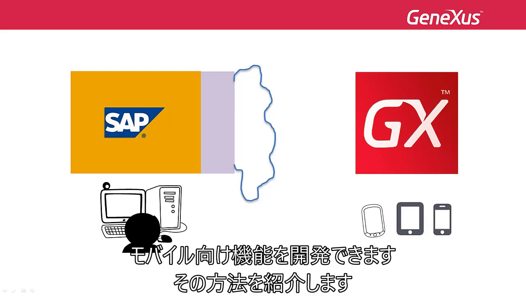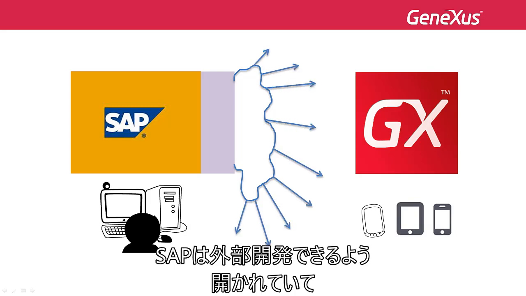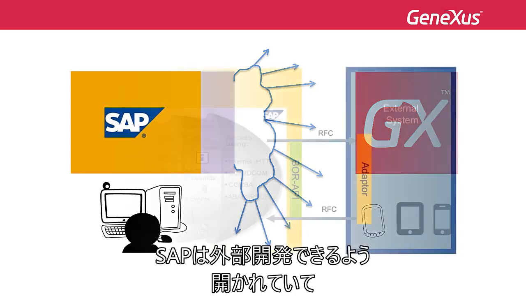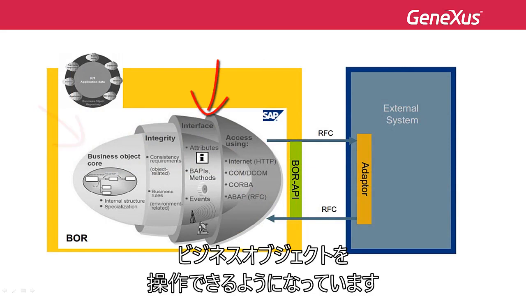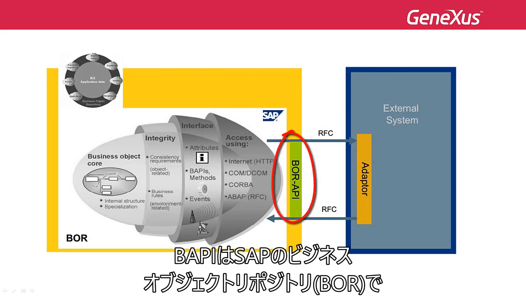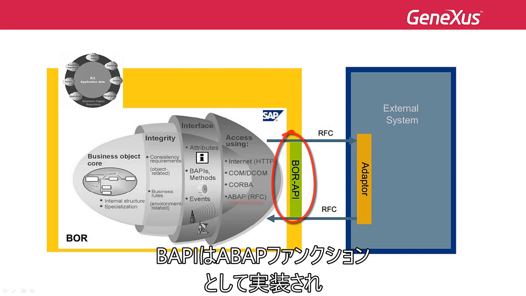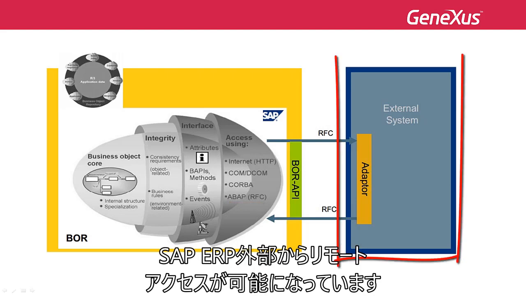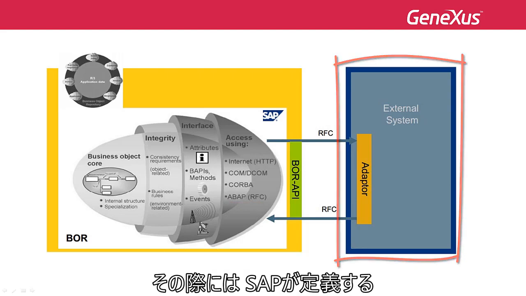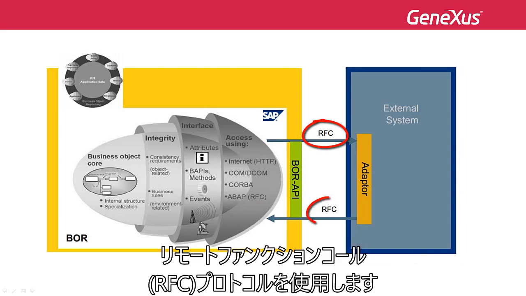So how's it done? We know that SAP is open to external developments, allowing for interaction with its business objects through BAPIs, or Business APIs, that are defined and maintained in the SAP Business Object Repository, BOR. These BAPIs are implemented as ABAP functions, allowing for remote access, that is to say, from outside the SAP ERP, through the RFC, Remote Function Call, protocol defined by SAP.